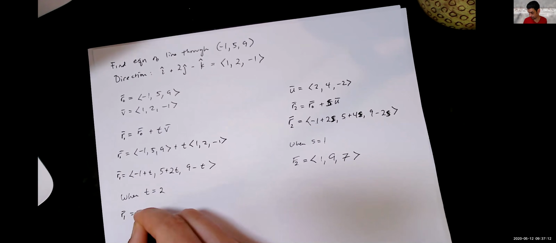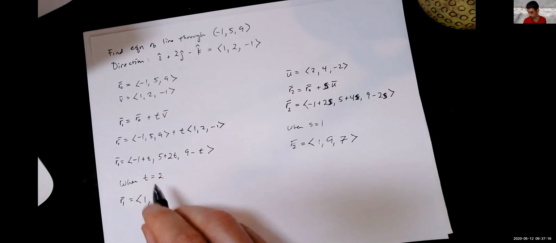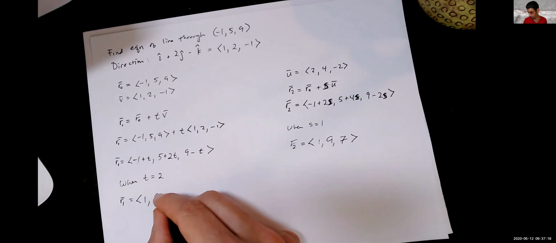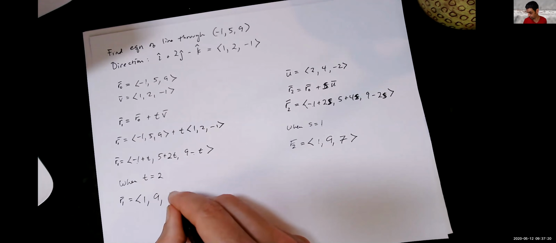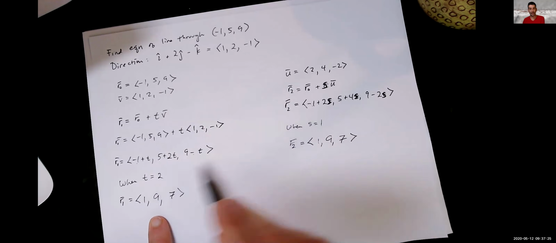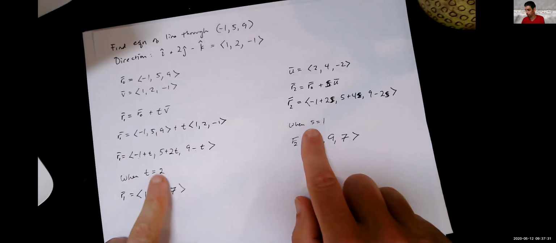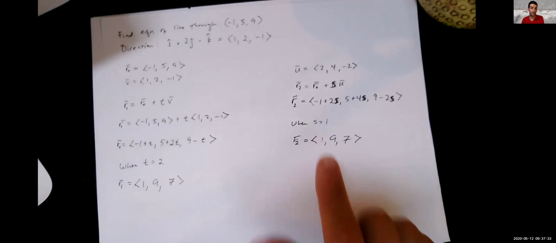R1 spits out the values. -1 plus 2 gives me 1. 5 plus 2 times 2 gives me 9. 9 minus 2 gives me 7, right? So it spit out the same point, just at different values of its parameter. And so that's what happens when it's not unique. You get the same points, but they don't correspond to the same parameter, right?